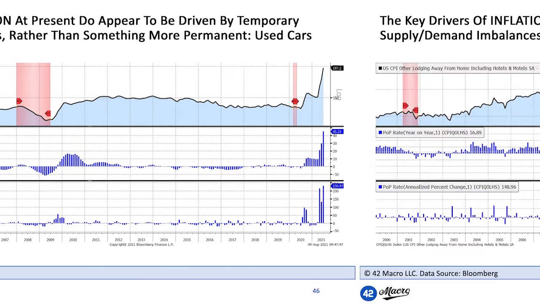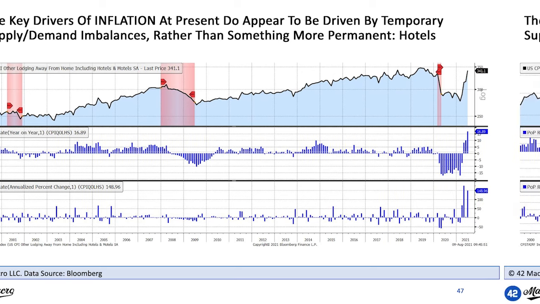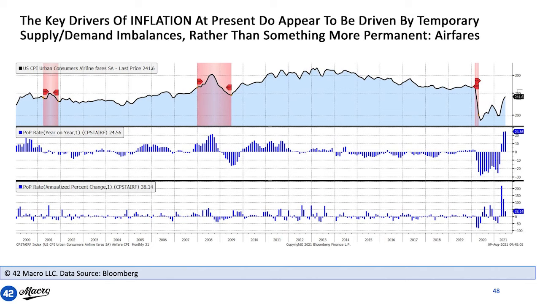On slide 47, same thing. Key drivers of inflation, they look like they're being driven by temporary supply-demand imbalances rather than something more permanent. Looking at hotel inflation, up 149% on an annualized basis. Again, definitely coming down from that number. It's really just about the pace with which we come down from that number. On slide 48, looking at airfares, those are up 38% on an annualized basis and have already come down. They peaked in April and they've come down a decent amount over the last couple of months.